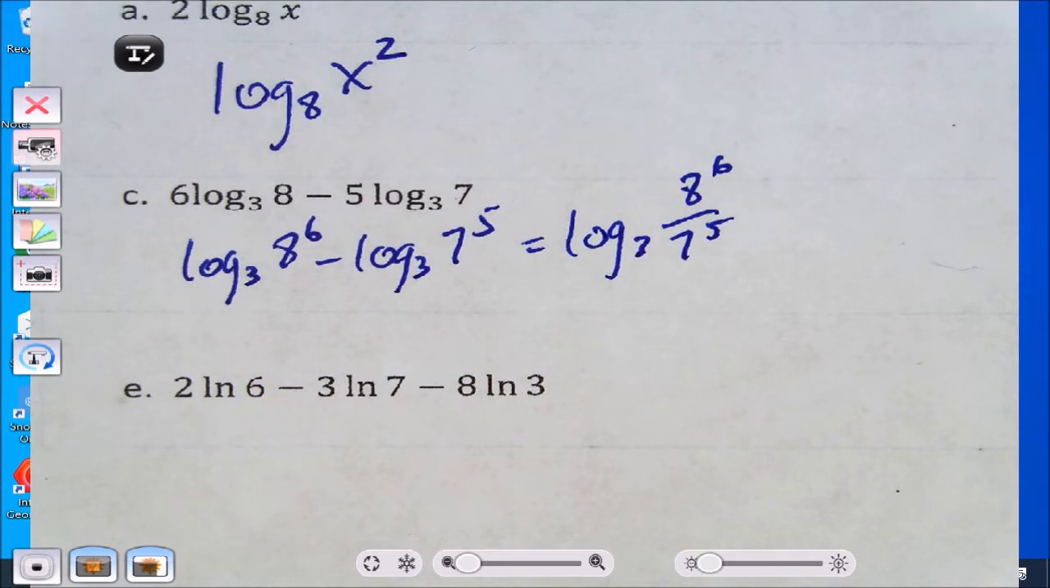On the homework it says, for number 6, it says ln. It's hard. Example E is ln. We'll get to that.